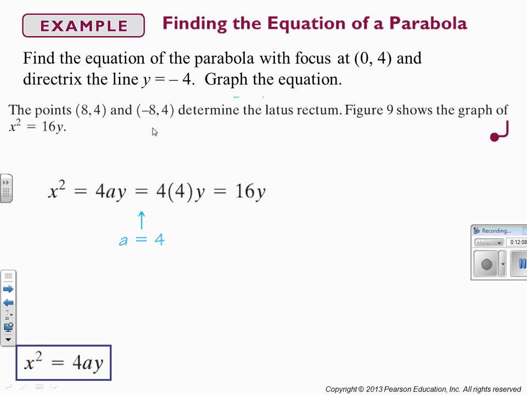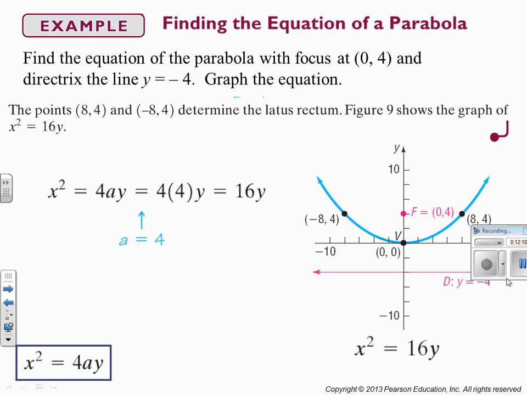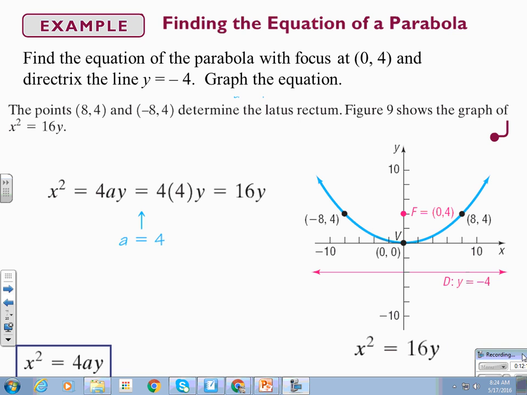That's how that happens. So if we look at the picture, which is what I would draw first, we see that the vertex is at 0, 0, and our focus is at 0, 4. Our directrix is at y = -4, and then our latus rectum points are at -8, 4 and 8, 4. Nice parabola here.